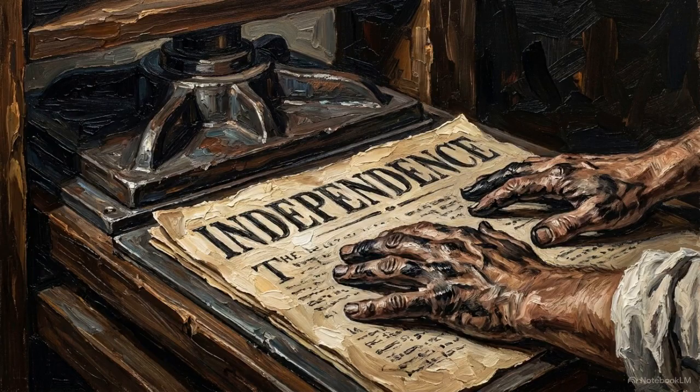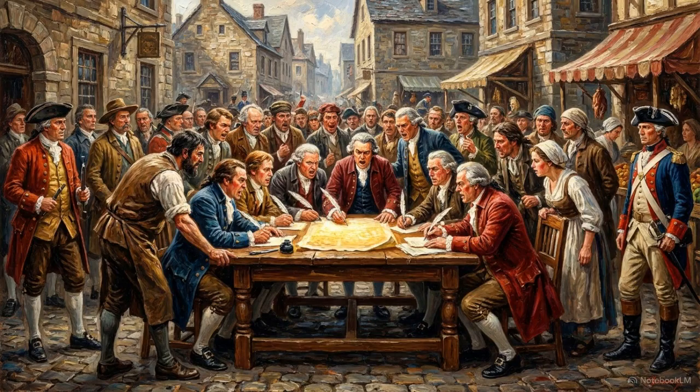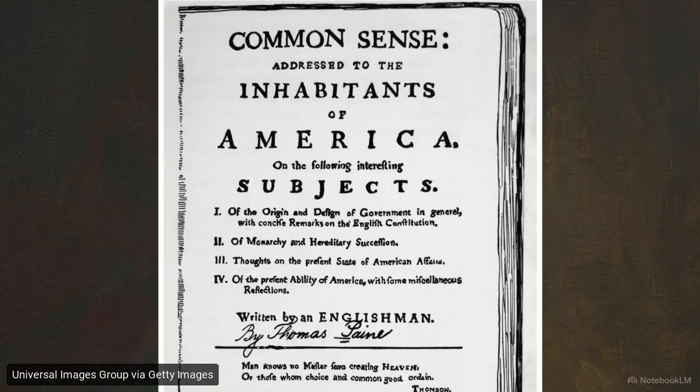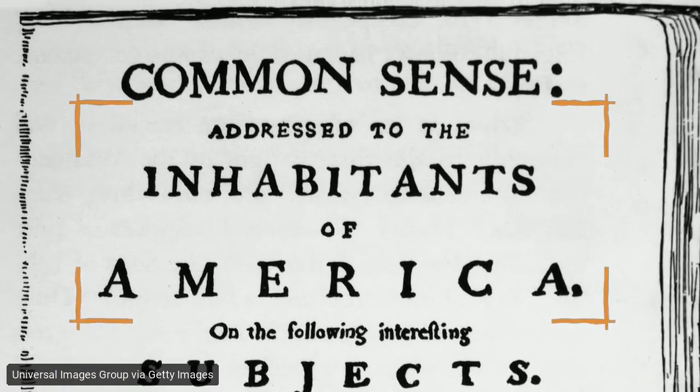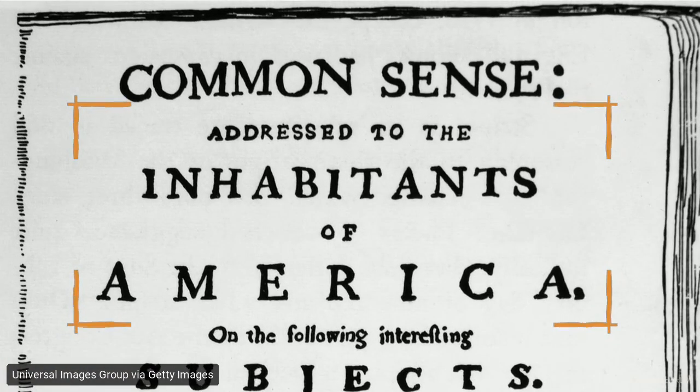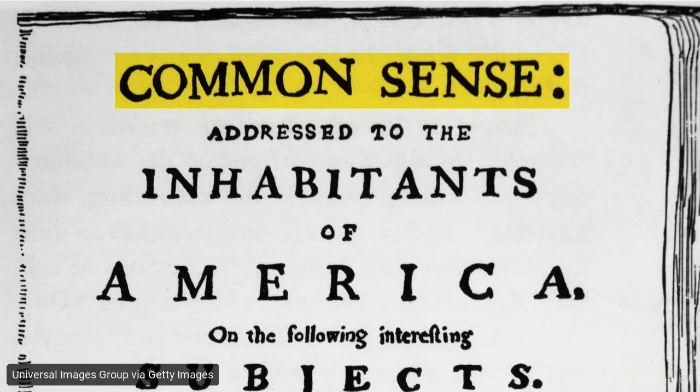Colonists realized returning to the old system of lower taxes was no longer an option. They demanded a completely new model of society. European Enlightenment philosophers had been debating new forms of governance for decades. Thomas Paine took those dense academic ideas and translated them into plain language with his widely distributed pamphlet, Common Sense.